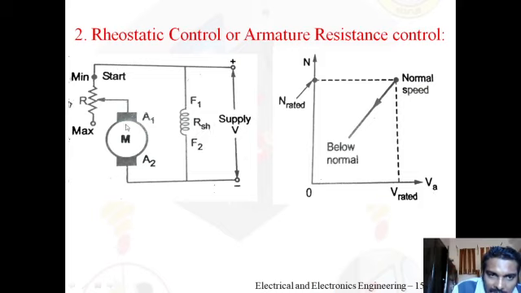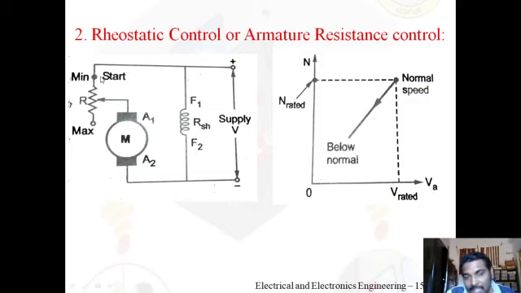The variable parameter is the armature voltage, therefore the speed of a DC shunt motor in case of armature resistance control is directly proportional to the armature voltage. Therefore, at rated armature voltage, the speed is the normal, rated speed at R equal to 0. This is an important point we have to remember, at R equal to 0.